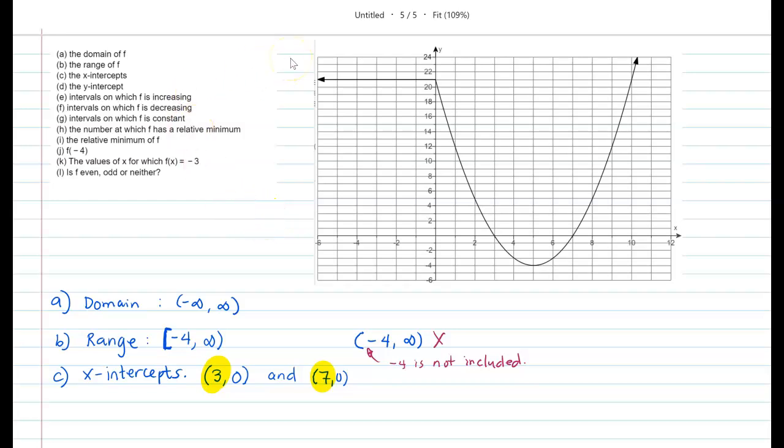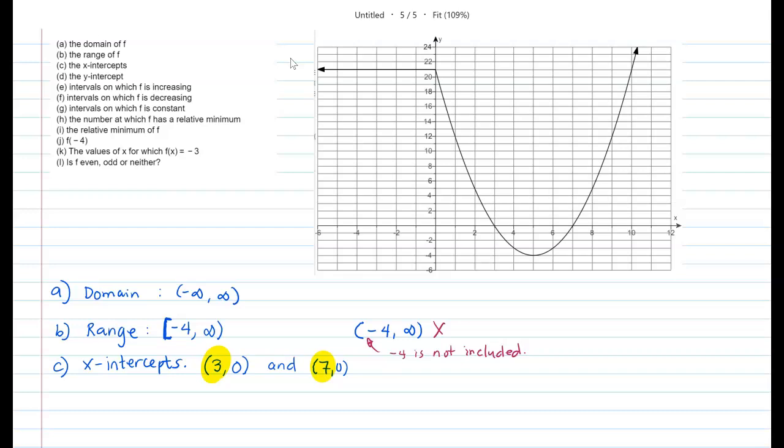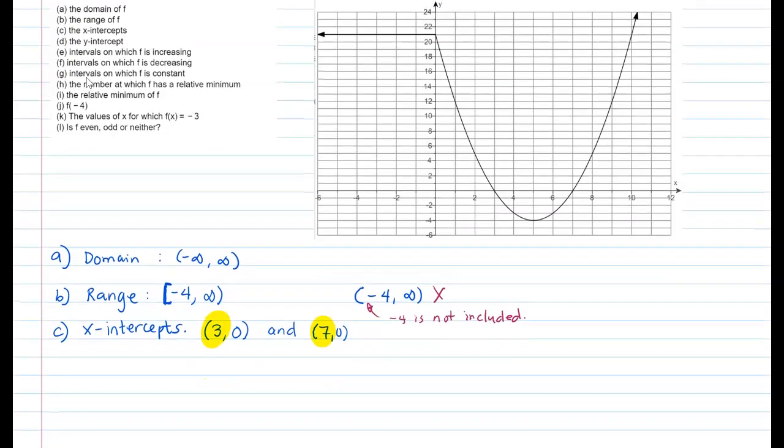Okay, so next, what about the y-intercept? For letter D, you're asked to find the y-intercept. When you say y-intercept, that is the intersection at the y-axis. So examine where your graph would cross the y-axis. The graph crosses the y-axis at this point, and that is the point when y is equal to 21. So here y is 21.